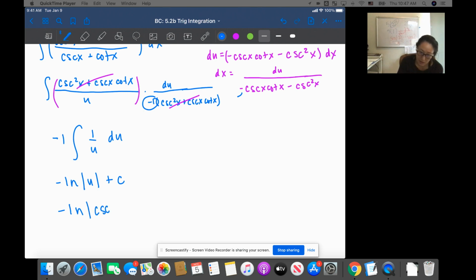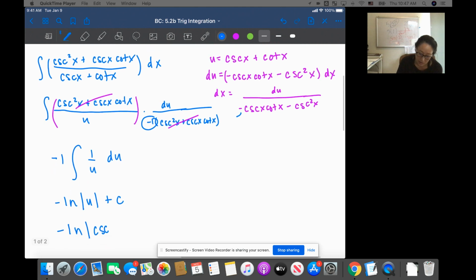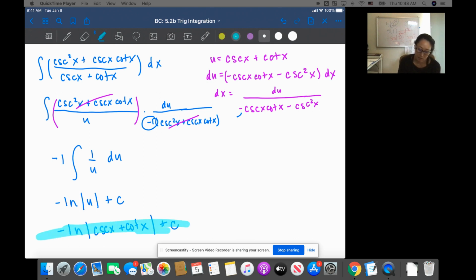which is negative ln of, my u was cosecant x plus cotangent x plus c. And yep, that's it. Okay, just double checking, making sure I wrote it down right. Okay, so again, not that easy to remember that one, so you probably want to memorize that.